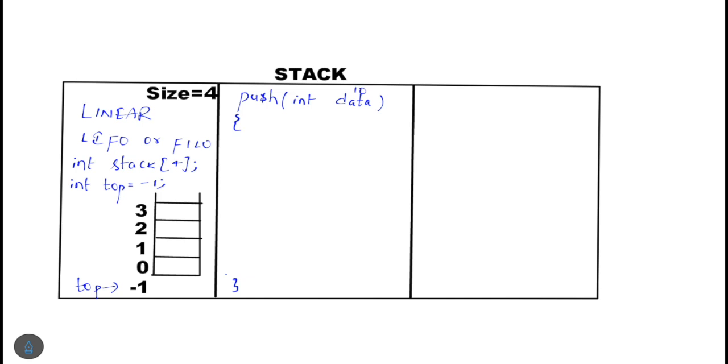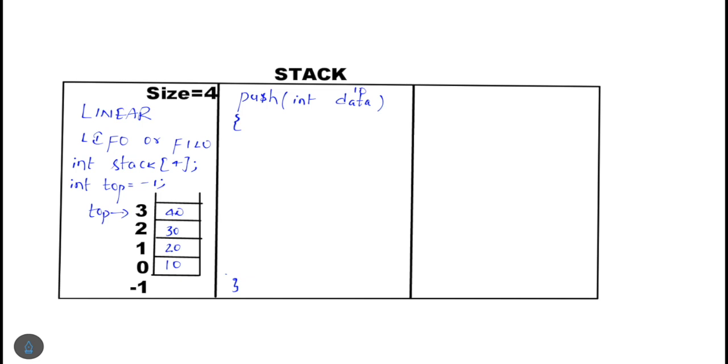Let us write the code, let us write some values here. For example, 10, 20, 30, 40. So if you see here, the topmost index position, top, is currently pointing to what? Not -1, but 3. It means that top is pointing to the last index position. So the last index position is 3, right? Because we have taken the size of the stack as 4.